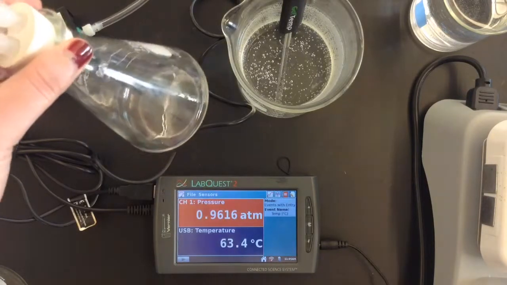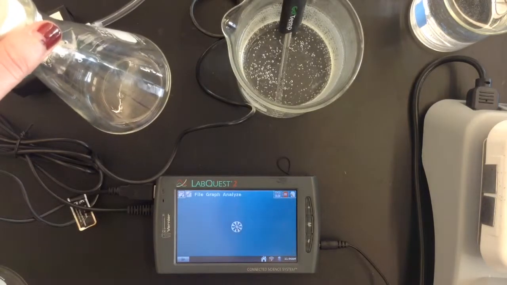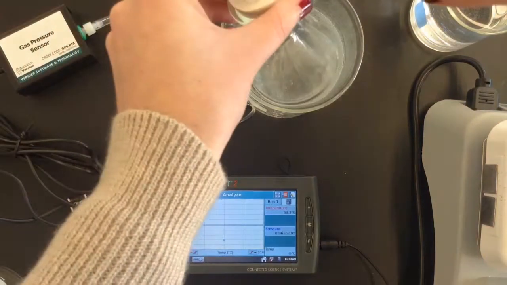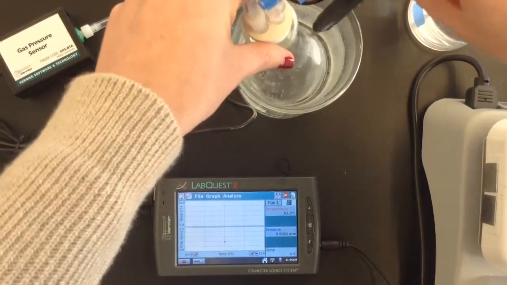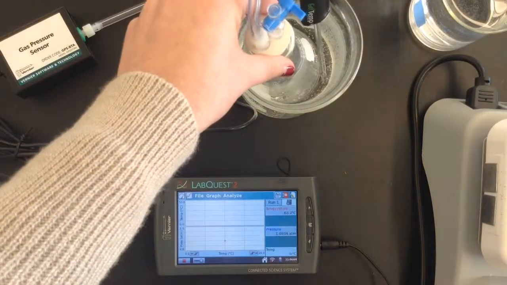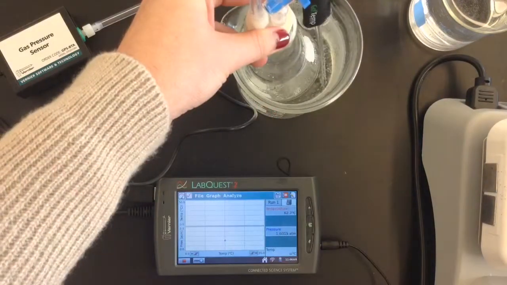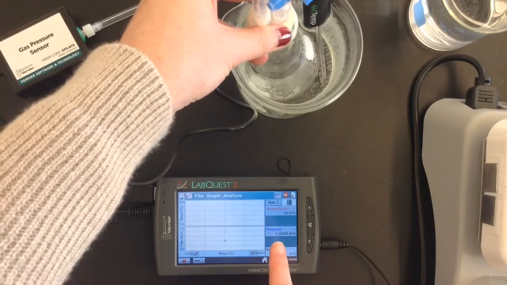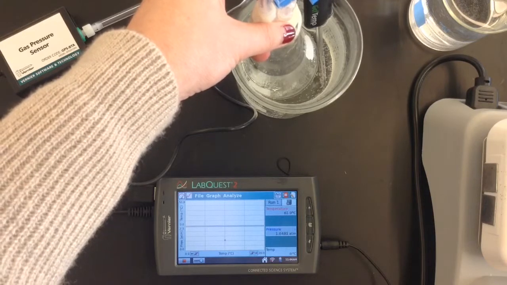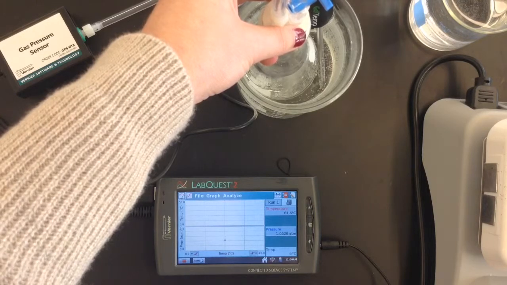So the first thing that I'm going to do, I'm going to go ahead and hit play. My LabQuest is already set up. Okay, and I'm going to submerge my Erlenmeyer flask in my water. Now my temperature probe is still in my water. I'm going to wait for my pressure to stop increasing. So as you can see down here, my pressure is going up. My temperature is also slowly going down. I'm going to wait for both to kind of level out.